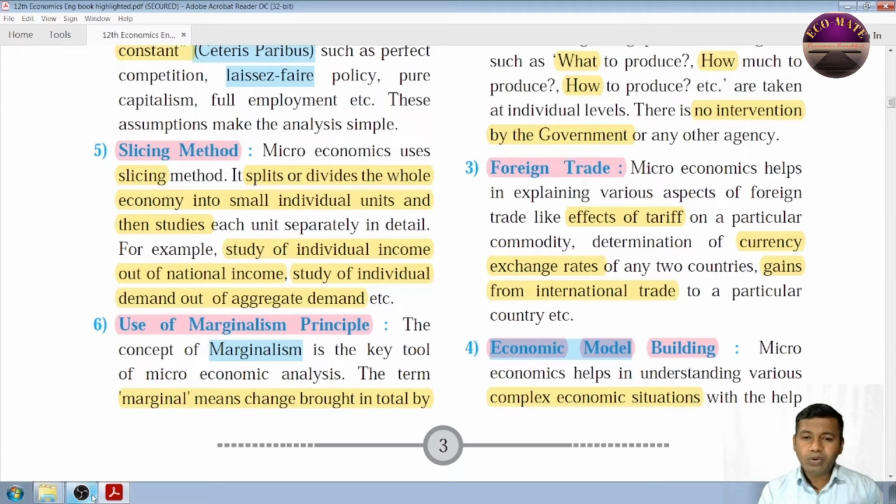So I have to understand the importance of microeconomics because of this. What kind of impact is there on the price of a commodity after imposing a tariff? That will be clear in microeconomics. Then determination of currency exchange rates. There are different currencies of different countries. How the rates of these currencies are fixed will be decided in microeconomics. It will give you a clear-cut idea about how the exchange rates of these currencies are decided.